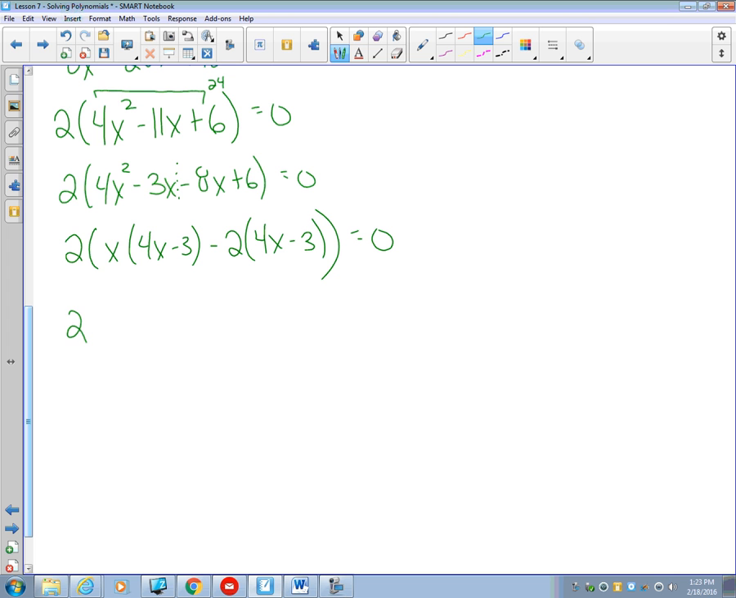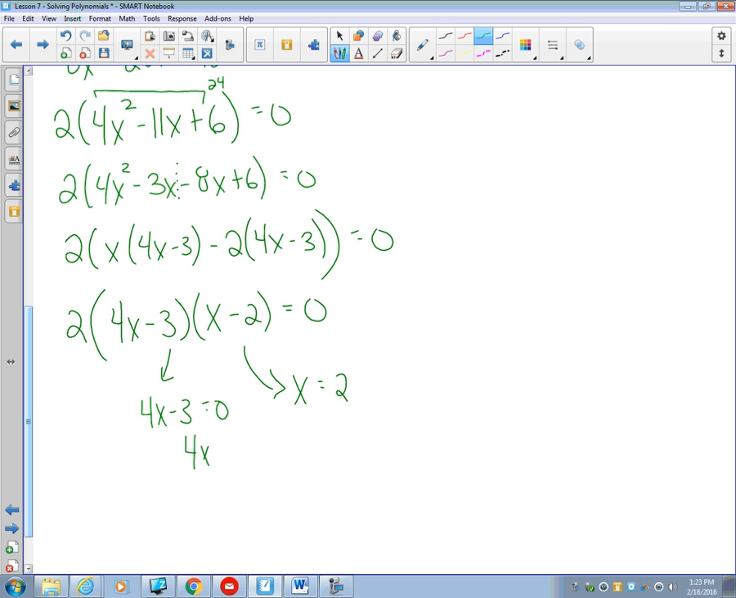Common factor out front. The common part is 4x minus 3. The other part is x minus 2. And there is my factored form. What are my zeros? This one we can see is 2. This one's a little trickier. 4x minus 3 equals 0. Numbers on one side, letters on the other, and I get 3/4 or 0.75.